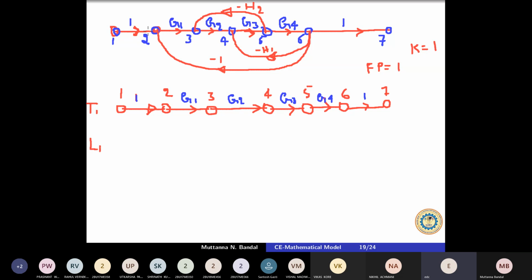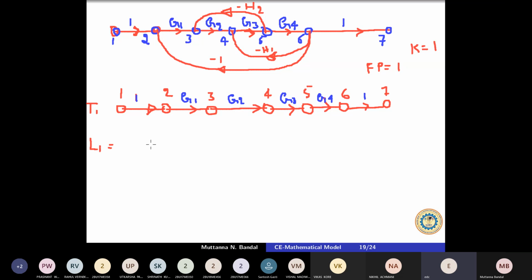So 1 will go to 2, but there is no signal that flows back to 1. So I cannot consider that as a loop. But if I take the loop from 2, the signal flows from 2 to 3, there is a flow continuation. From 3 to 4, there is a flow. 4 to 5, there is a flow. And 5 to 6, there is a flow. And from 6 back to 2, again there is a backward path, and this forms loop 1.